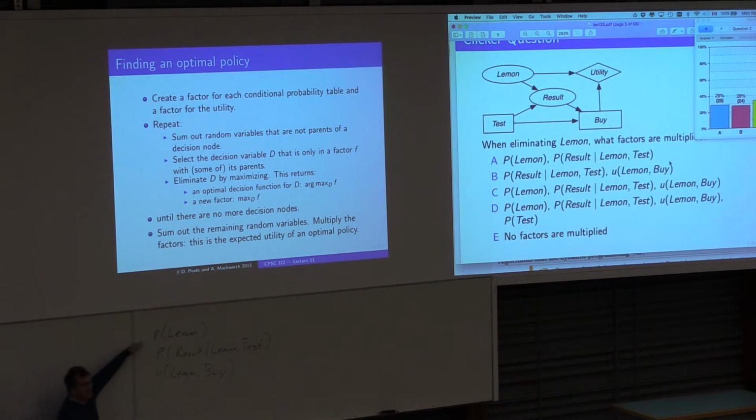Right, so we did this last time. This is what we got. What do we do when we have lemon? We eliminate lemon. We find all the factors that contain lemon. We multiply them. Which factors contain lemon? Well, all of these three do. So we multiply these three together and we sum out lemon. So the answer here is C.